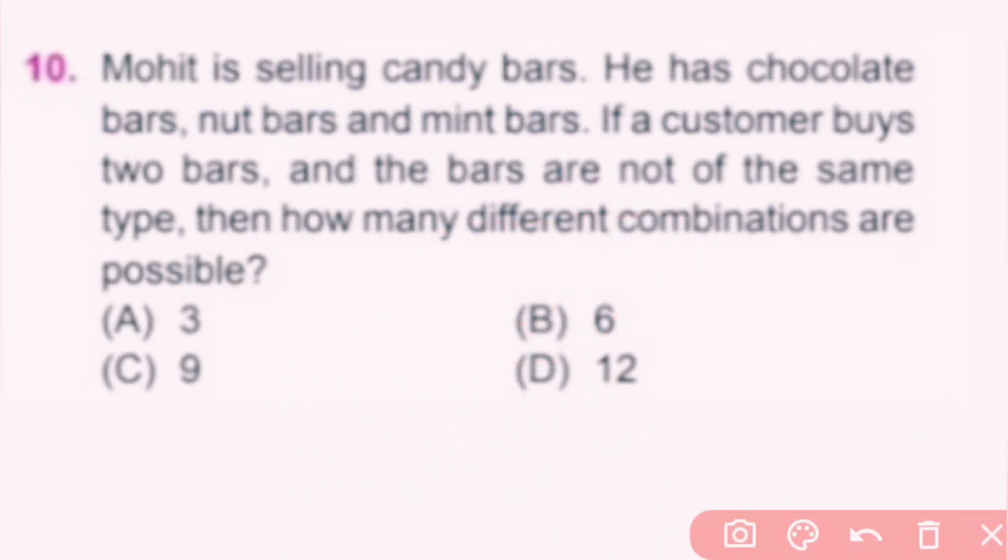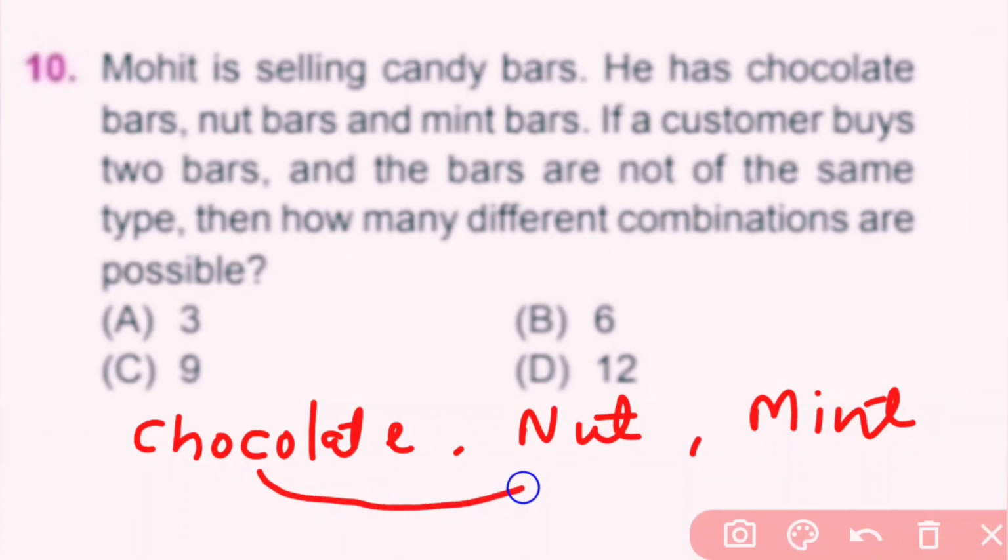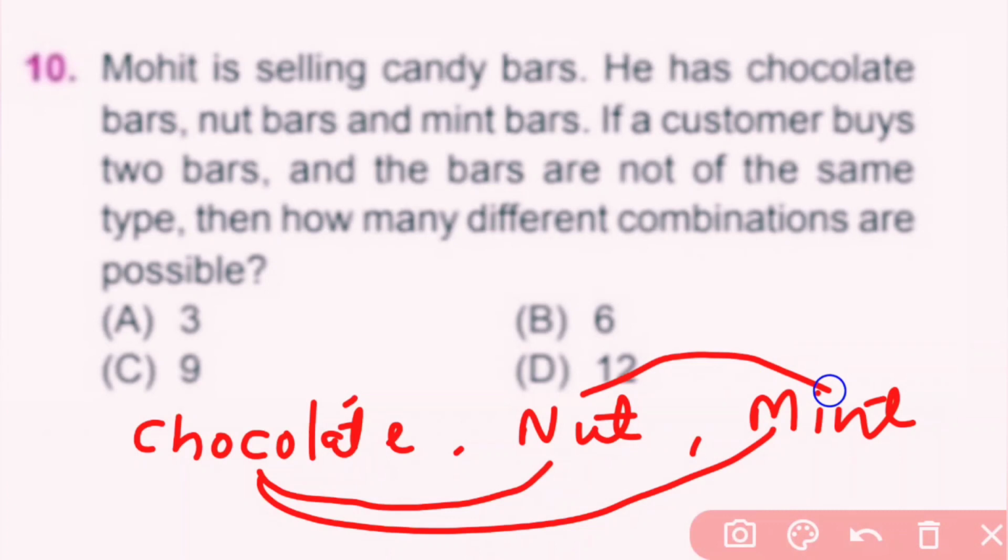Question number 10. Mohit is selling candy bars. He has chocolate bars, nut bars and mint bars. If the customer buys 2 bars and the bars are not of the same type, then how many different combinations are possible? So the customer buys 2 bars. Possible combinations are chocolate nut, chocolate mint and nut mint. So there are 3 possible combinations. So A is the correct answer.